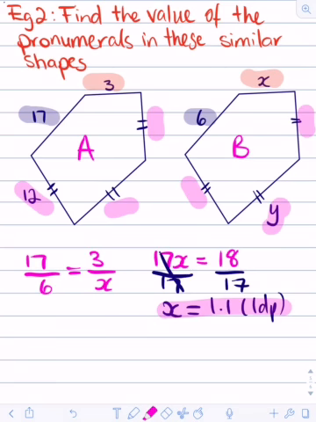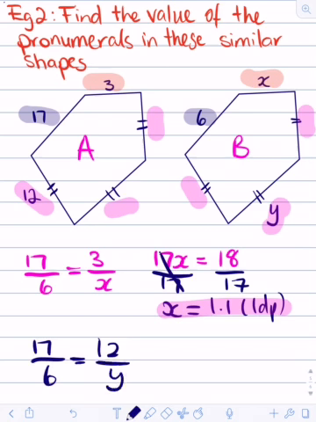Now we can find the value of y. Now looking at this, all the pink sides are the same, which means 12 and y would be matching sides. Now technically, you'd have 12 and this side as your matching side, but because we know they're all the same, we can just put them on top of each other. So we're going to use 17 over 6 again, equals 12 over y.